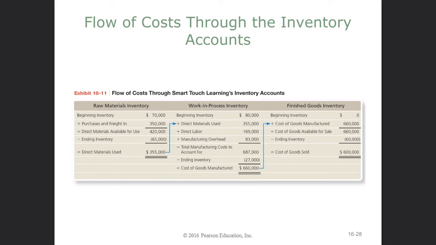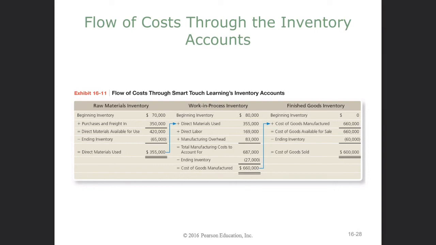We're also going to add in the direct labor for the people that are putting these tablets together, $169,000. And the manufacturing overhead, the overhead for the building that we're using, of $83,000. And that's going to tell us that our total manufacturing cost to account for that period for our work in process inventory is $687,000.